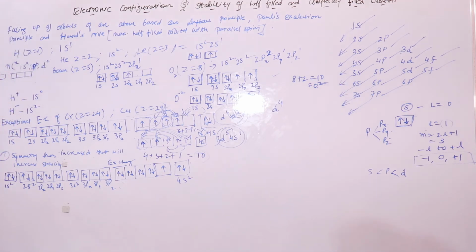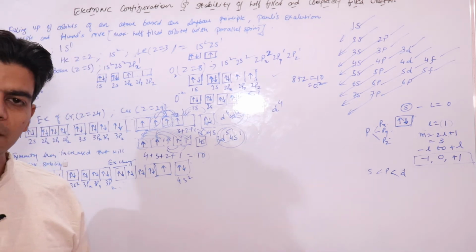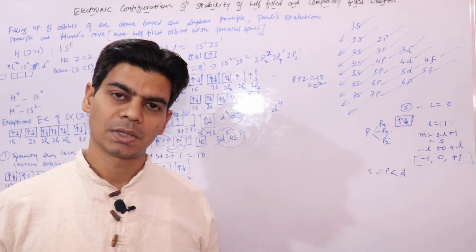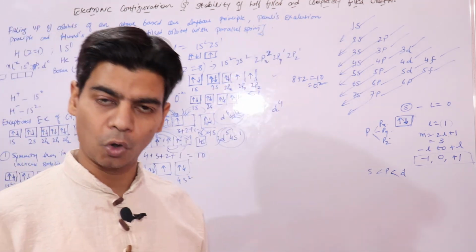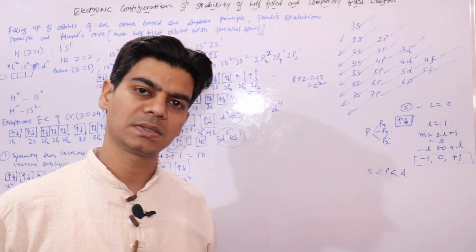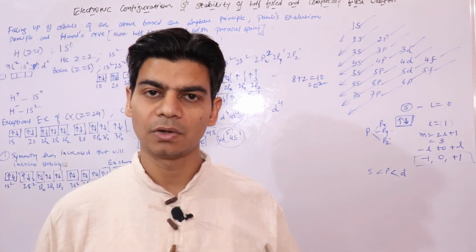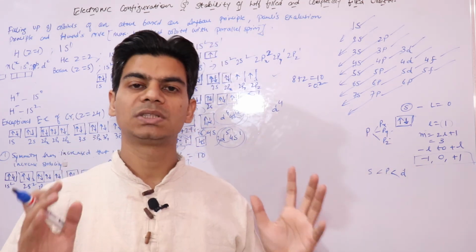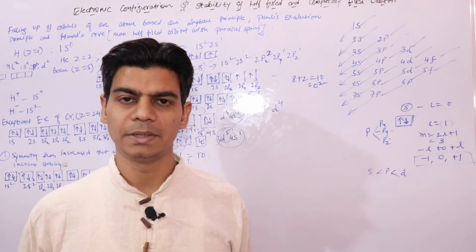Because we said that completely half filled or completely filled orbitals have maximum stability. Why do they have maximum stability? Because completely filled or completely half filled orbitals have more symmetry, right? So more is the symmetry, more is your stability.